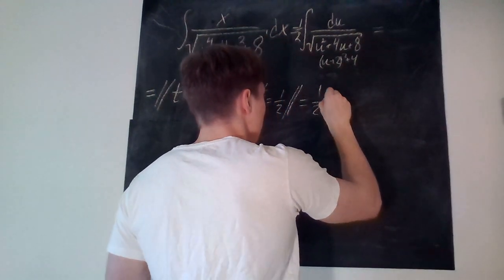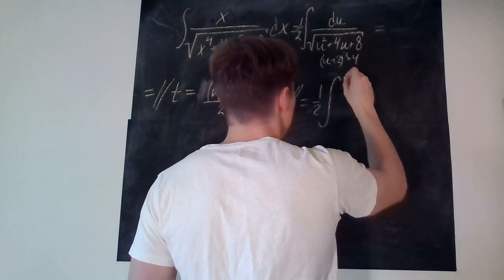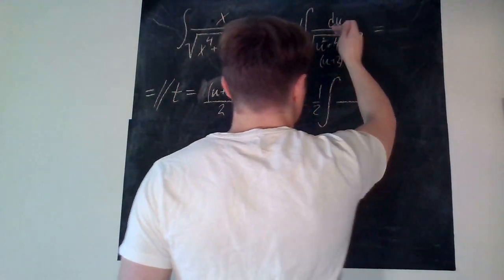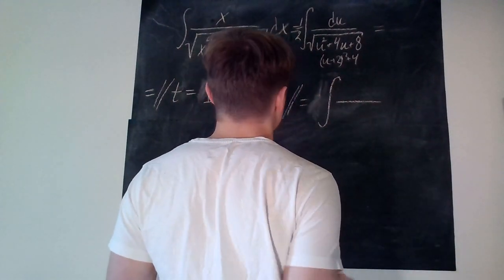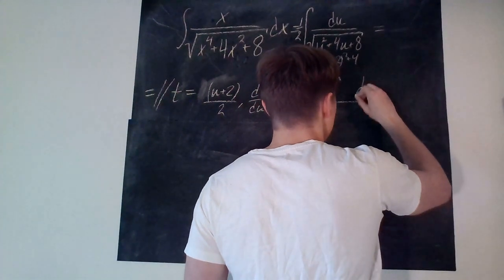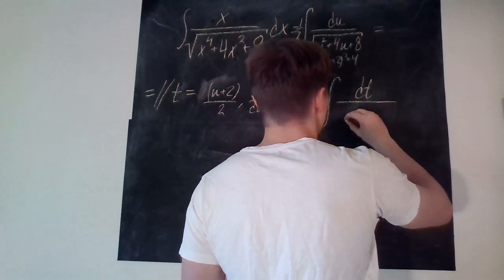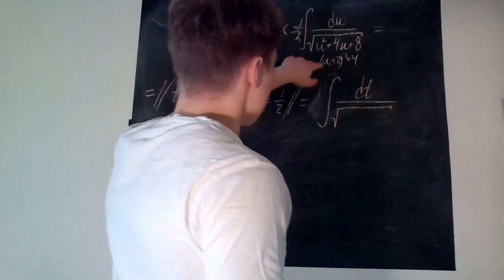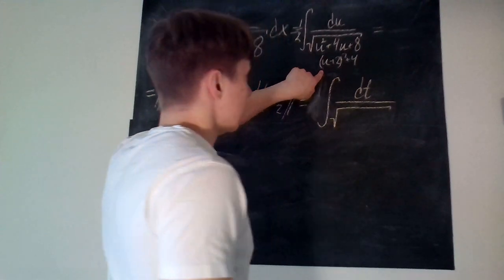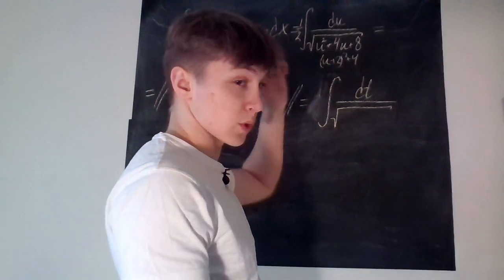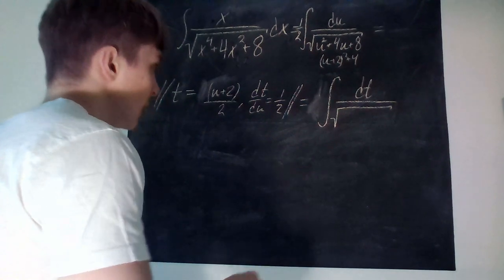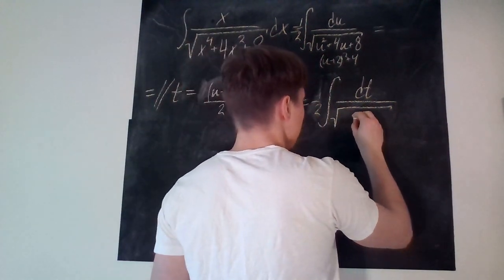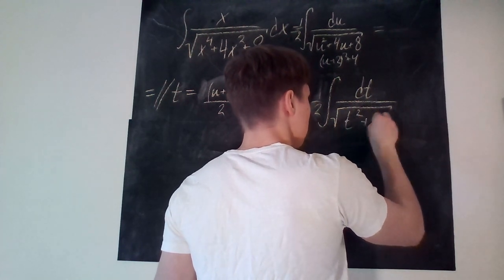So then it would be 1/2 times the integral of, okay, du is equal to 2 times dt. So the 1/2 would just disappear. And then we will have dt over the square root of 4t squared plus 4, so then we can extract the 4. Square root of 4 is 2. So then we would still have a 1 over 2, and then the square root of t squared plus 1.